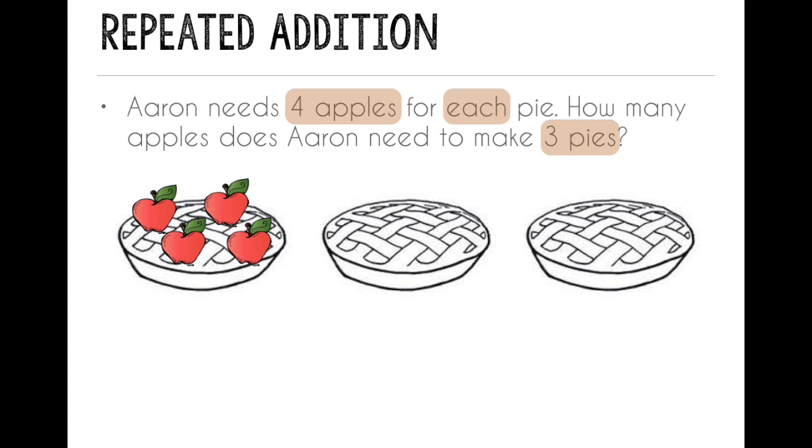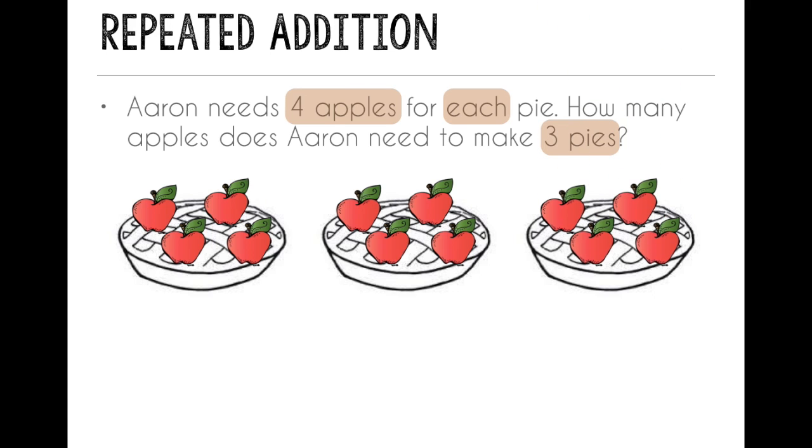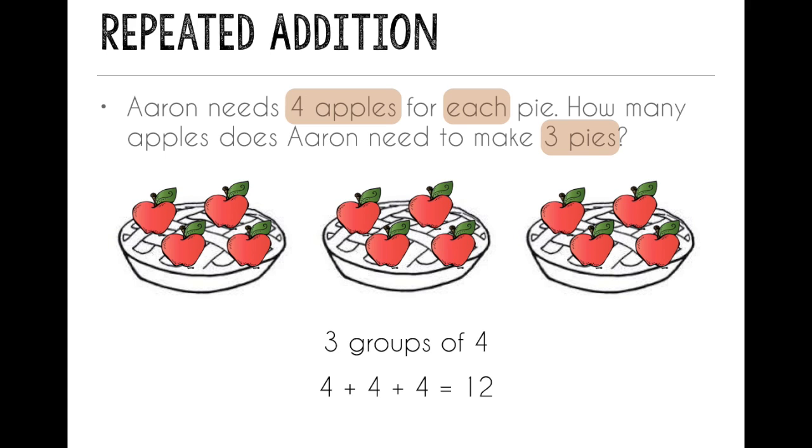So I put 4 apples in my first pie, or my first group, 4 apples in my second pie, and 4 apples in my third pie. So now I have 3 groups of 4. And if I'm using repeated addition, I would add 4 plus 4 plus 4 to get a sum of 12. I can also multiply to find this. 3 groups of 4, so I would say 3 times 4 to get that same sum of 12.